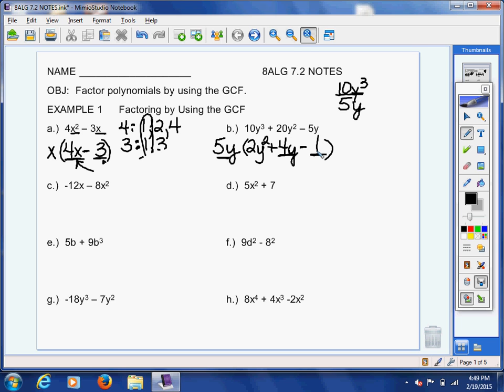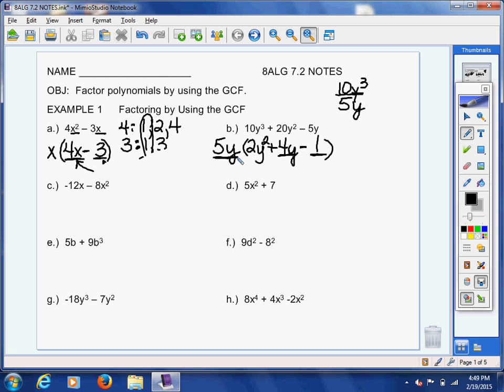Okay, you pulled out your GCF. Here's the GCF right here, 5y. And then in parentheses, this is what's left behind when you remove, or undistribute, or divide out that GCF: 2y squared plus 4y minus 1 should be in parentheses. That's what you do with your quantities. You put them in parentheses. All right, let's look at letter C. Hopefully this is starting to make a little bit better sense. If it doesn't, I'll keep doing a couple, and we'll of course hammer this in class.